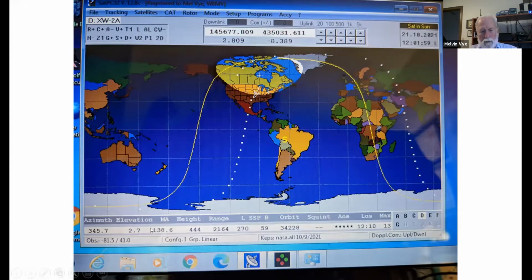And if you look all the way down to the bottom of the screen, which you might not be able to see, it says CAPS NASA all 10/9/2021. And that's showing the last time that I updated the Keplerian elements.